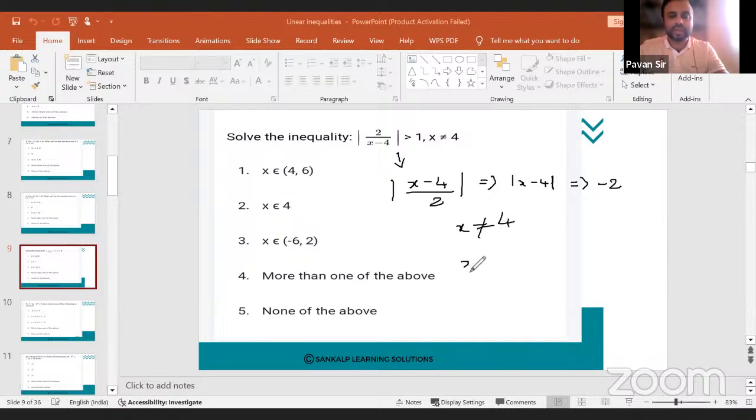So I can write here x belongs to (2, 4) union (4, 6). So all the values of (4, 6) are lying between the acceptable values. So which option is correct according to this? (4, 6) is the correct answer, that is option number 1.